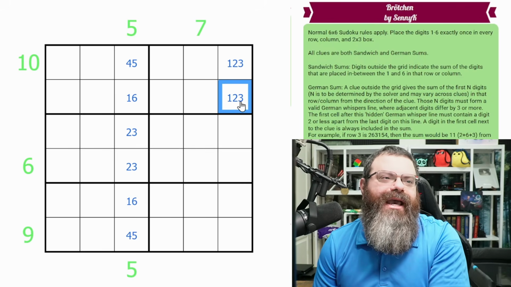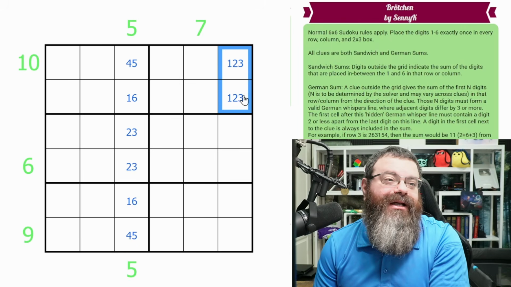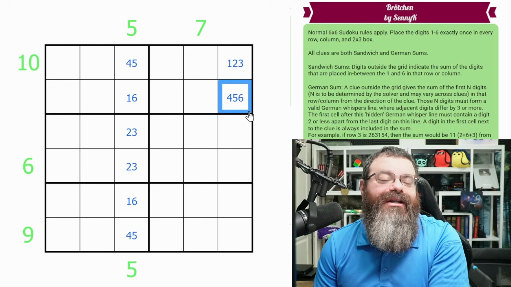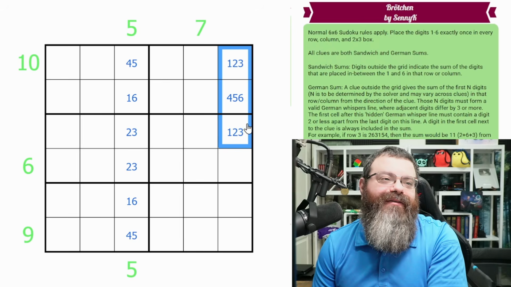Otherwise, there is no way between 1, 2, 3 and 1, 2, 3 you're going to have a difference of at least 3. It's just not possible. 1 to 3 is only 2. So you've got to jump to 4, 5, 6. Once you jump to 4, 5, 6, you have to jump back to 1, 2, 3. There are additional restrictions within that, but at the very least, we can think of it that way.